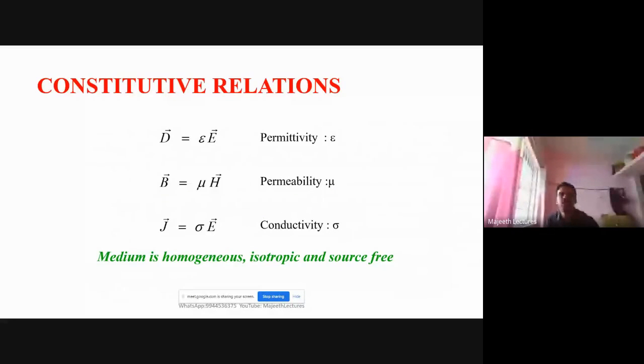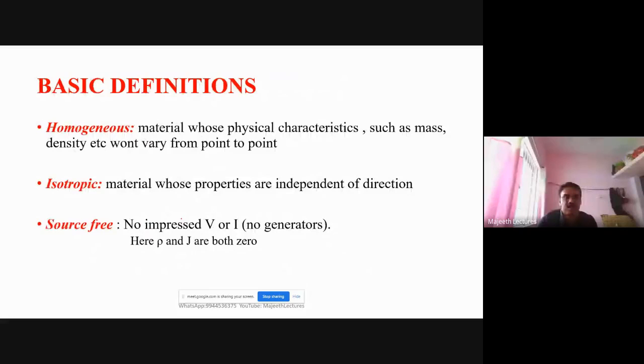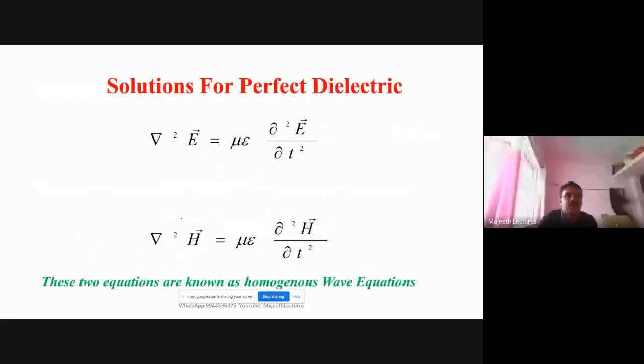Next, wave equation. We must know this relation. Very important. These relations play a crucial role. Right? So please remember this. What is homogeneous? These are all just theory only. You can understand. I will explain this. This is the wave equation for perfect dielectric or free space. We have known this: del square E is equal to mu epsilon dou square E by dou T square. Del square H is equal to mu epsilon dou square H by dou T square.